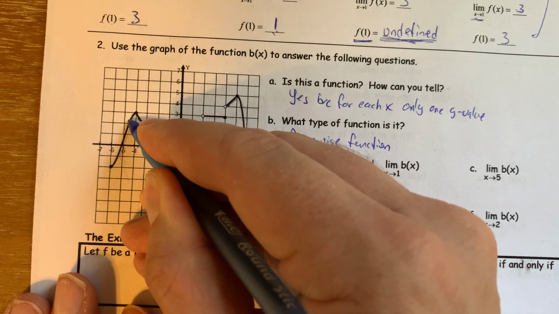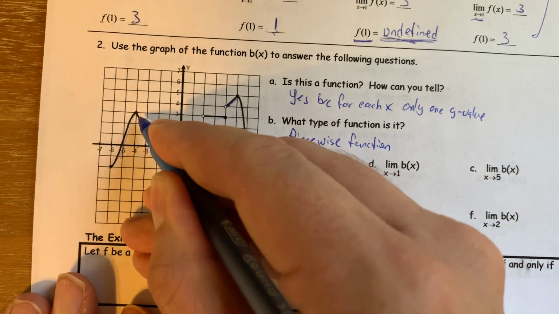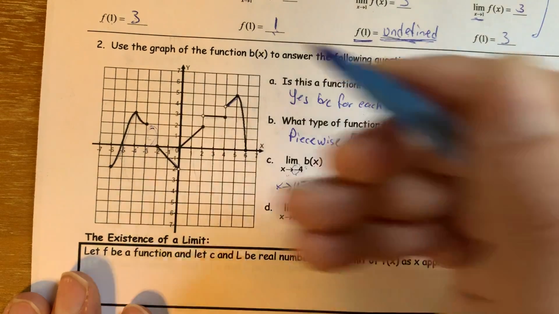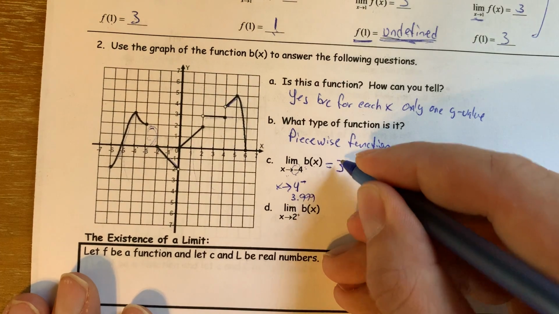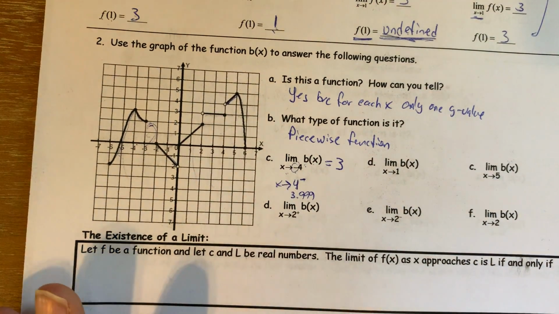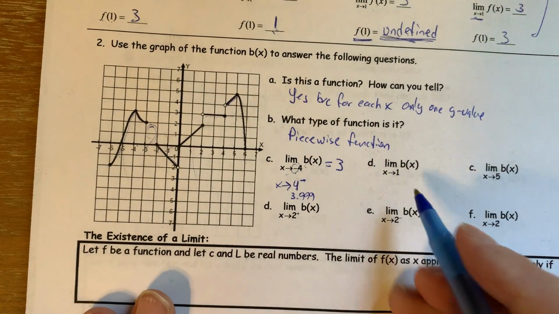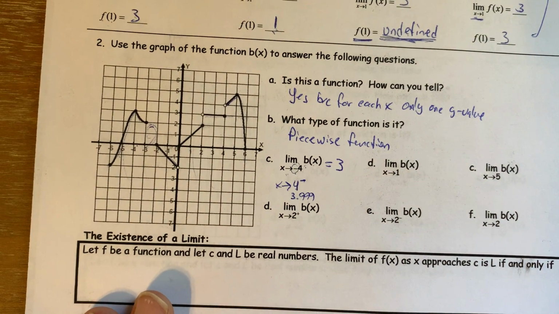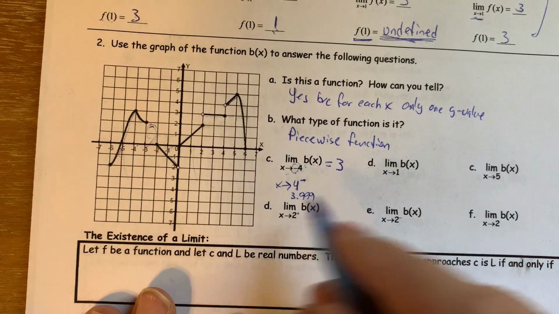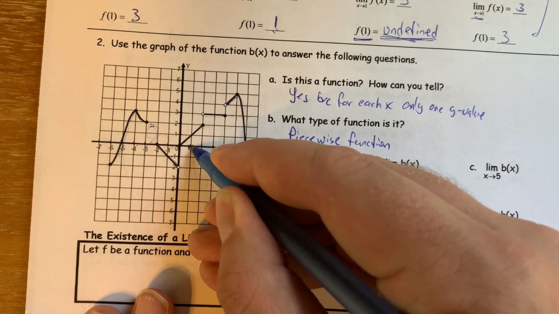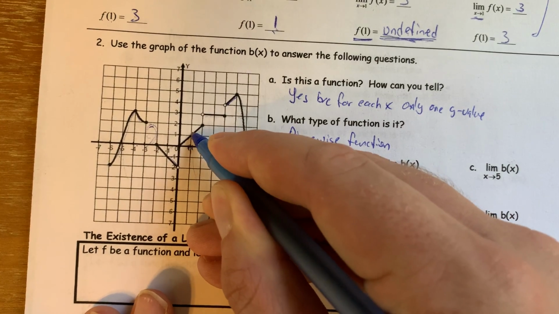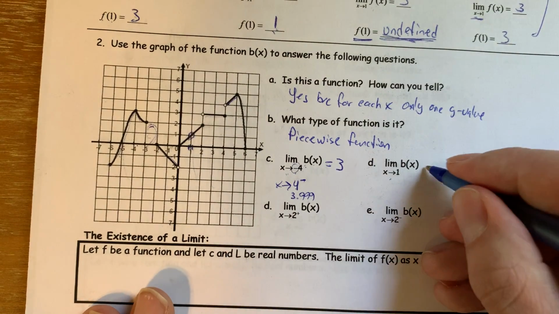So as x approaches 4 from the left side, the y value is getting close to 3, and as x approaches 4 from the right side, the y value is getting close to 3. And so because it's the same from both the left and the right, the limit is 3. Okay. How about the limit as x approaches 1 of b of x? So as x approaches 1, again, it's from both sides. So as x gets really close to 1 from both the left and the right side, the y values are getting close to 1.